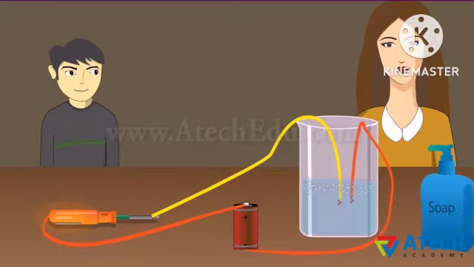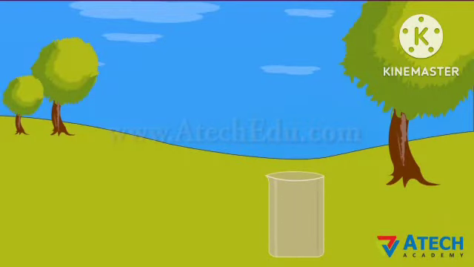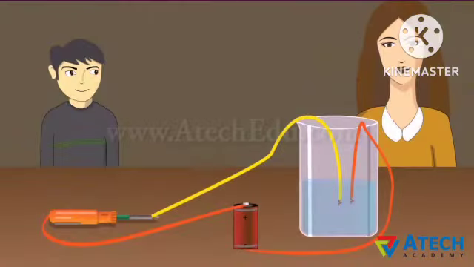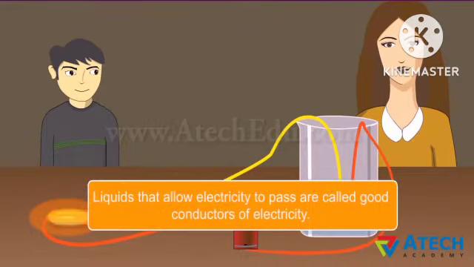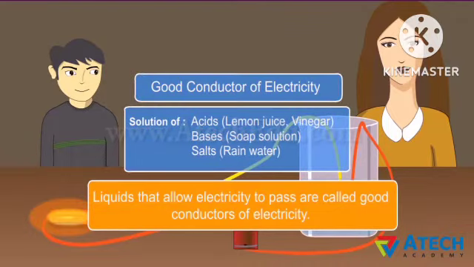Collect some rainwater in a beaker. When we repeat this activity, we find that the tester glows again. That means soap solution and rainwater are also good conductors of electricity. Liquids that allow electricity to pass are called good conductors of electricity. Solutions of acids, bases and salts are good conductors of electricity.